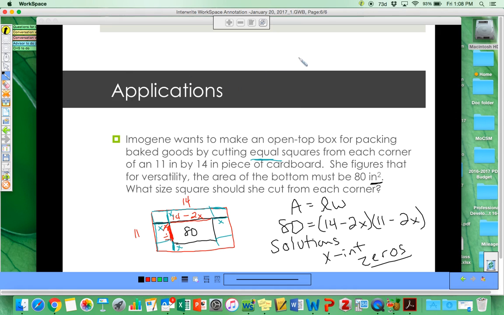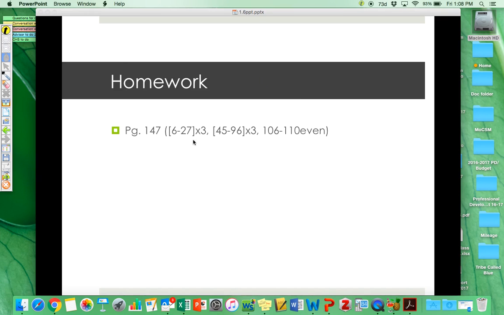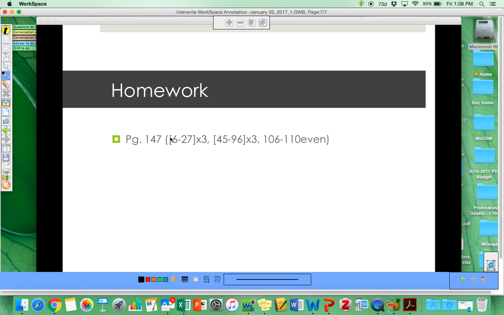So with that said, let me click to the homework. All right, so this is the entire assignment. If I remember correctly, you should have already done the 6 through 27 by 3s. So that should be done. You did part of this. So what you're missing out of here is the 63 through 96 by 3s. That's what you still need to do.